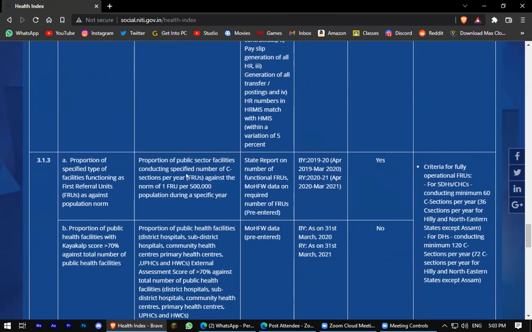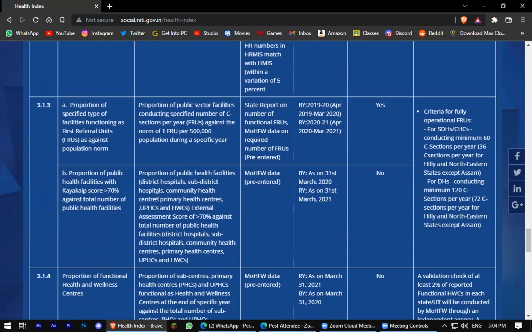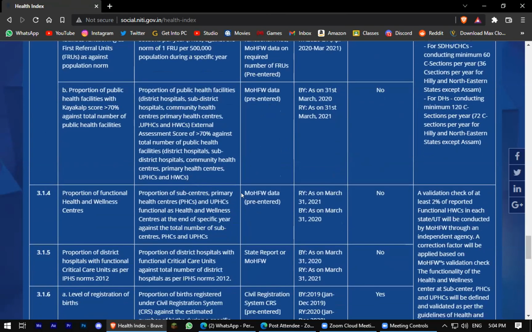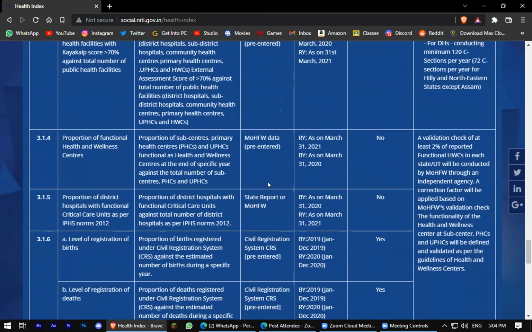Proportion of public sector health facilities conducting a specific number of C-sections for FRUs. First referral unit, how many are there? For 5 lakh people, at least we require one FRU. So how many FRUs are placed in a state? State is actually giving this particular report. Likewise, proportion of sub centers, primary health centers, the Ministry of Health and Family Welfare is giving this data pre-entered.